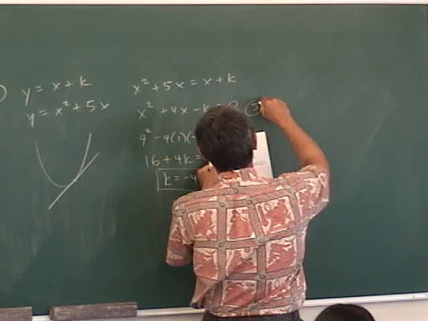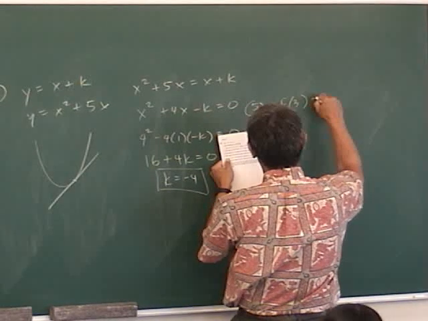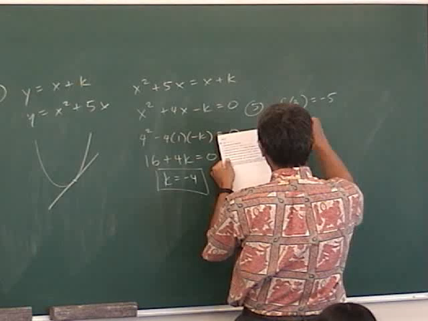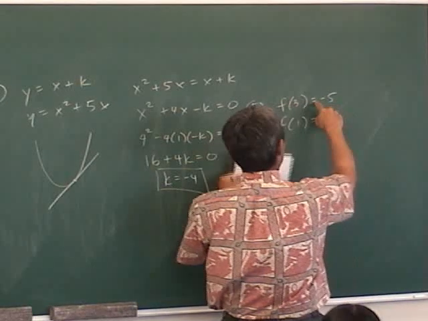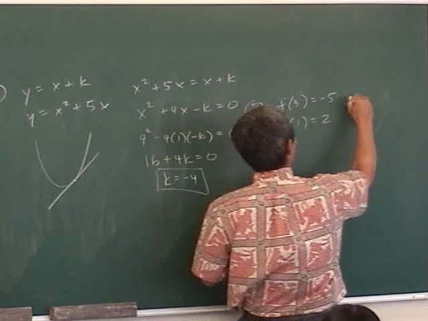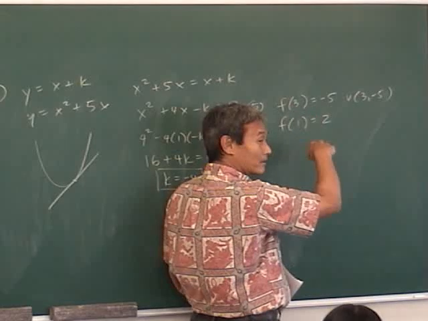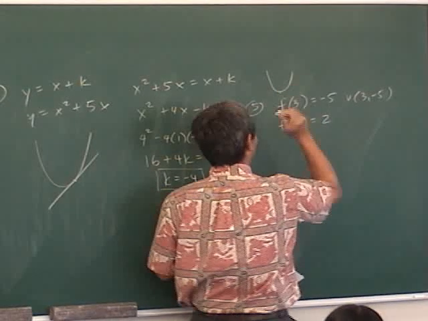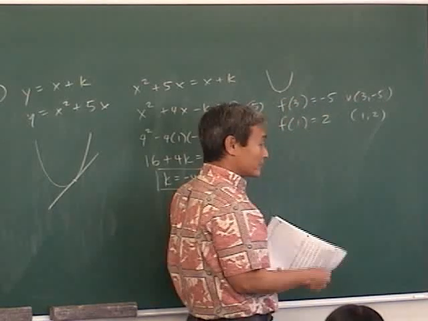Okay, now what did I tell you yesterday? If you know the coordinates of the vertex, what should you use? Vertex form. Now, it's saying that this is the minimum value of f. Doesn't that mean the vertex is at (3, -5)? This is the minimum point, the vertex. And then this is the point (1, 2). So if you know the vertex, you just use vertex form.